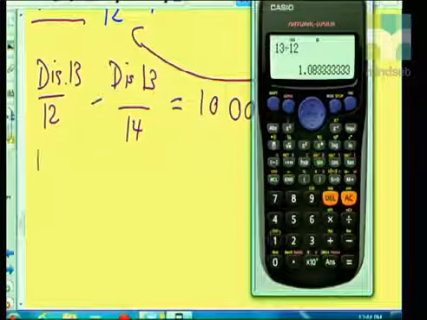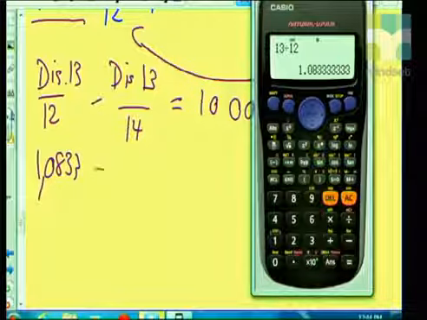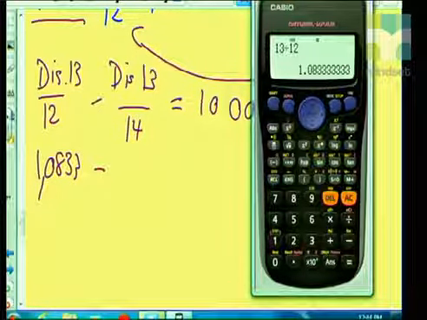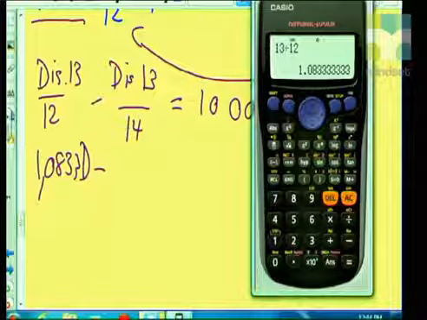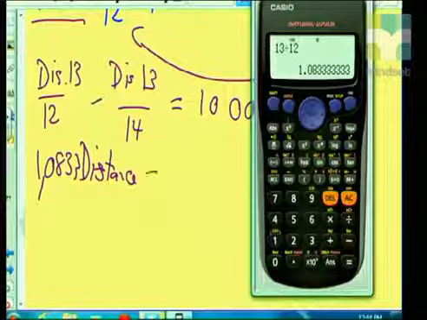1,08333. And over here, I'm going to subtract from that the distance. That's a distance, and I'm just going to put the D there. Distance. I'm going to subtract from that.